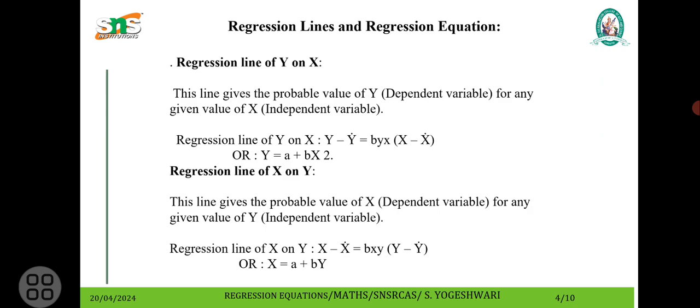Next, regression lines of x on y. This line gives the probable value of x for any given value of y. The regression line of x on y: x minus x bar equals bxy into y minus y bar, or x equals a plus by.